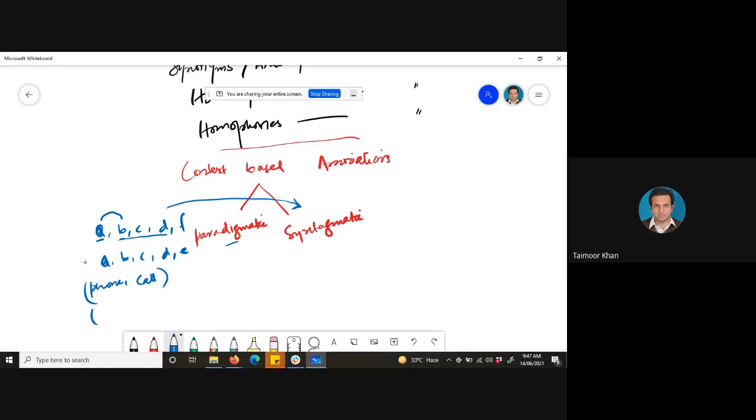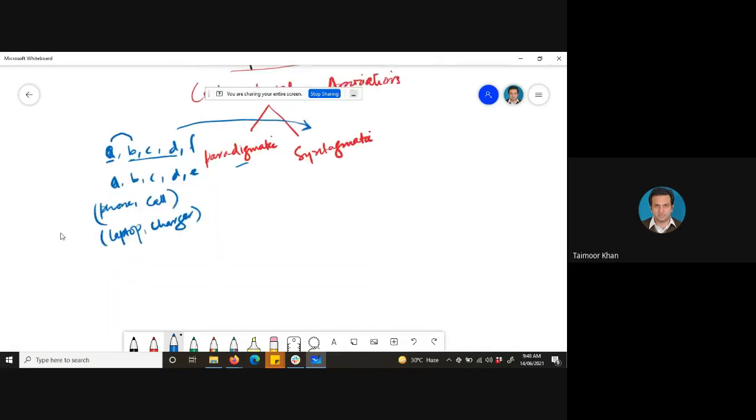Let's say we have laptop and charger. Again, in a given context, if you have a number of documents on laptop, more often you would see the word charger appearing. So that means we have these kinds of relationships between words. We call them contextual relationships. This particular type of contextual relationship that I am giving you as an example is called syntagmatic relationship, in which two words are frequently occurring together within a fixed window that we call context.